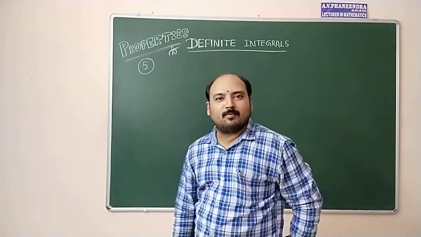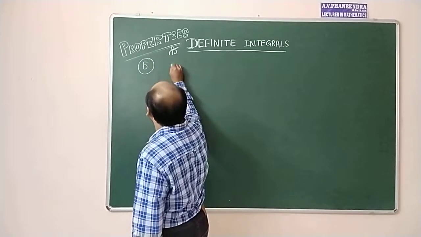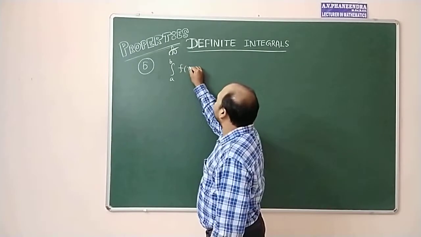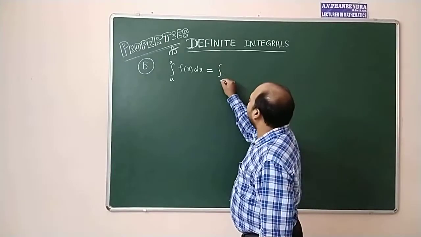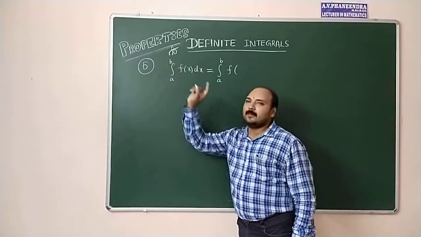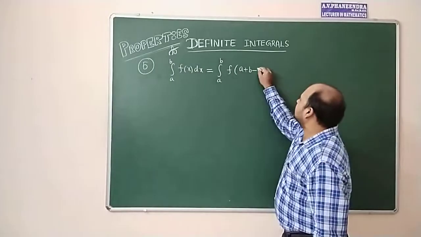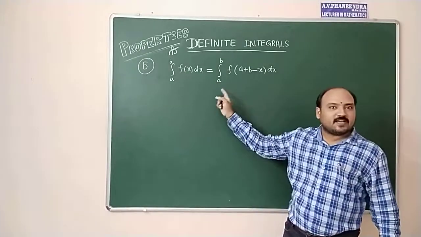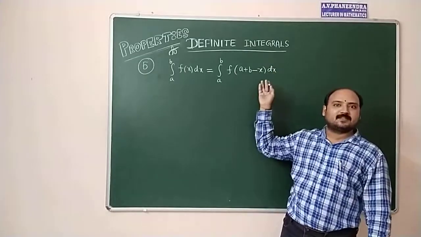Next property with example, dear students. The sixth property: integral a to b f of x dx is equal to integral a to b f of the sum of the upper limit and lower limit, a plus b minus this variable x, into dx. Integral a to b f of x dx equal to integral a to b f of the sum of the upper limit and lower limit minus x into dx.